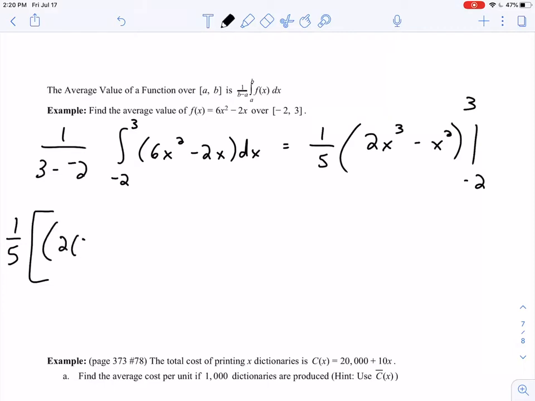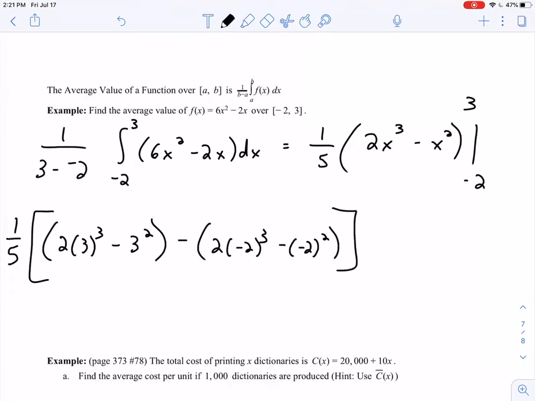So this will be 2 times 3 to the third minus 3 squared minus 2 times negative 2 to the third power minus negative 2 squared. And I'm just trying to evaluate this result. So 1/5 times, let's see, 3 to the third would be 27 times 2. I should have 54 minus 3 squared would be 9. Minus over here, negative 2 to the third power would be a negative 8 times 2 would be a negative 16 minus negative 2 squared, that's going to be minus a positive 4.